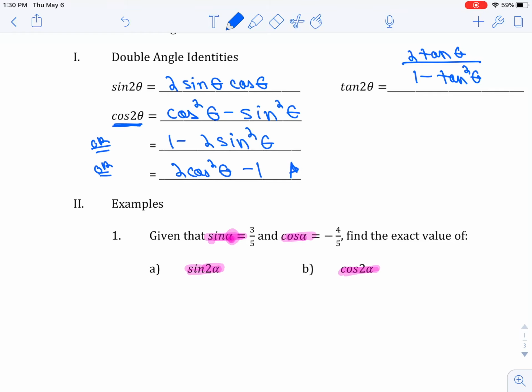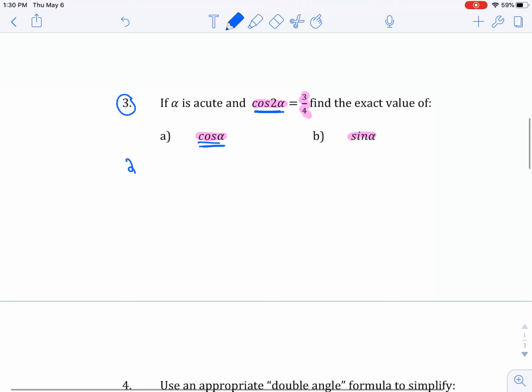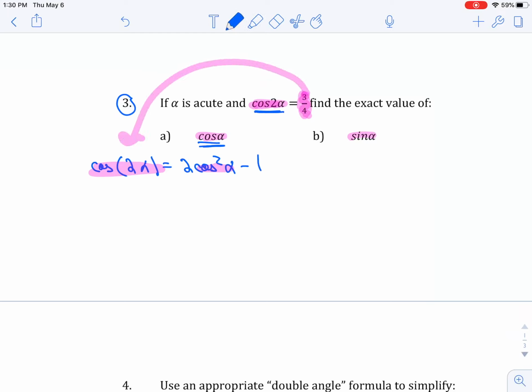So we're going to start with this formula, and I'm going to write it in terms of alpha. So the cosine of 2 alpha is going to be 2 cosine squared alpha minus 1. Now we don't know what this is right here, like we did before, but we do know what this is. The cosine of 2 alpha is 3/4. So this is going to go on this side. This is a little bit backwards. So we're going to have 3/4 is equal to 2 cosine squared alpha minus 1. And we want to solve for cosine alpha.